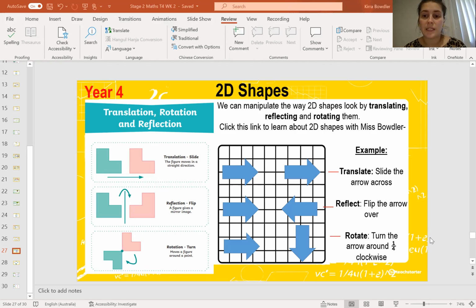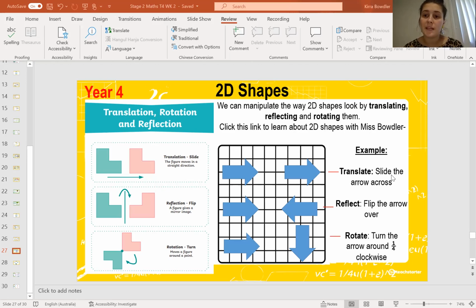So we'll start with translate. Translate just means to slide. When you were younger, you might have had a shape in front of you in your classroom, and your teacher might have said, okay, slide your shape across to the right, and now tell me what it looks like. Now you can have a look at this arrow here. I've slid it across and it has had no change. It looks exactly the same. The fancy word for slide is translate. So that's the word you're going to need to use from now on.